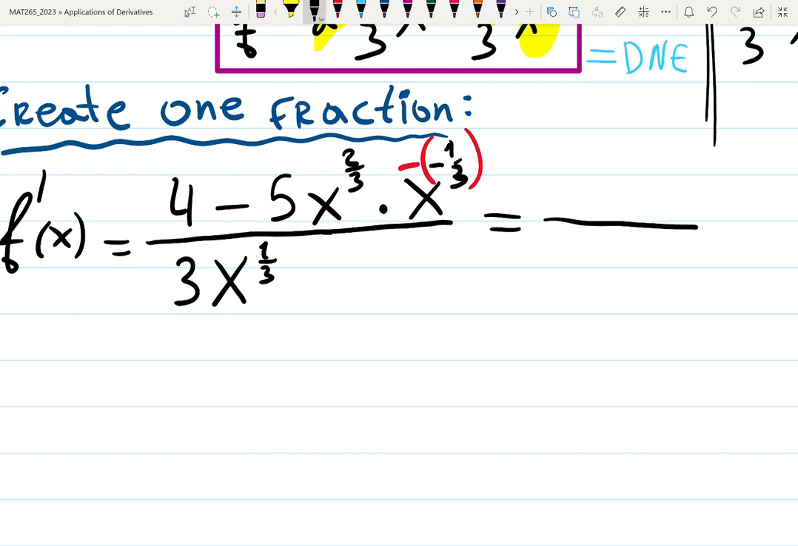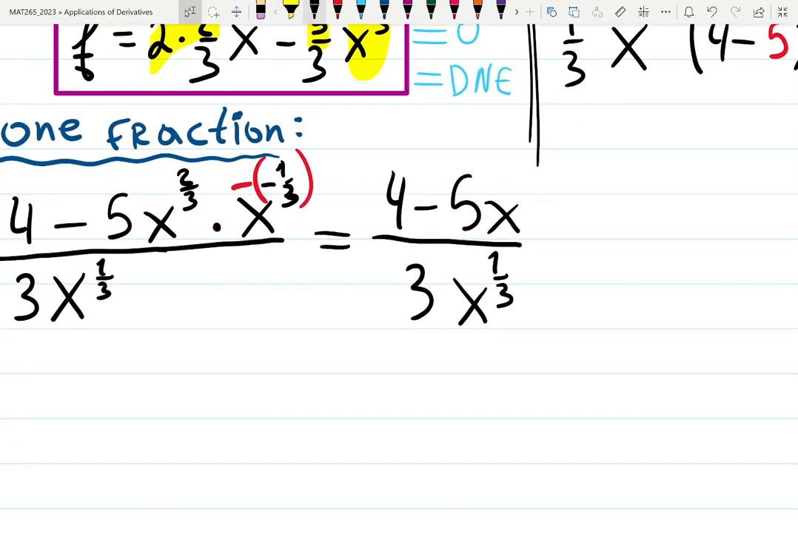The derivative becomes very beautiful. 3x to the 1/3 in the denominator, 4 minus 5x. Much better than before, because 2/3 plus 1/3 is 3/3. So it becomes x to 1. Now I have a fraction. I want to see where it is 0 and doesn't exist. But the zeros are coming from the numerator, and the DNE points are coming from the denominator. Make sense? So those are the DNE points.